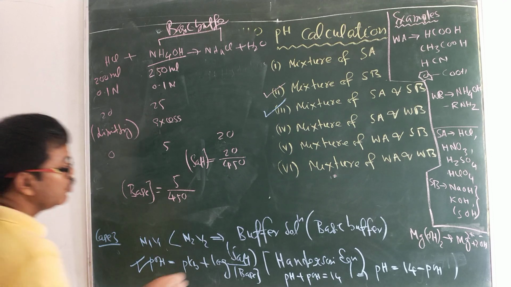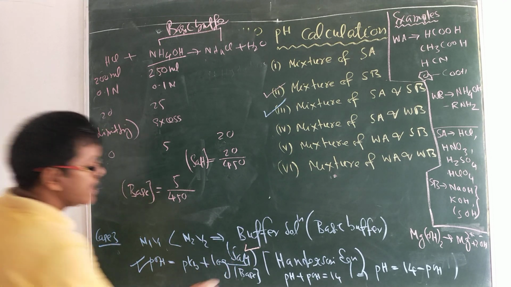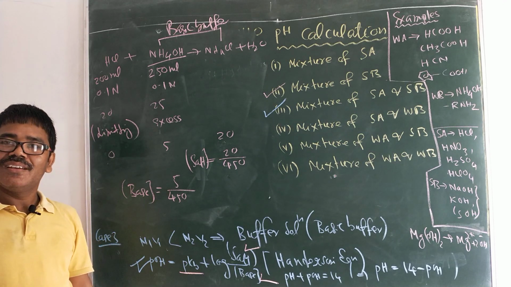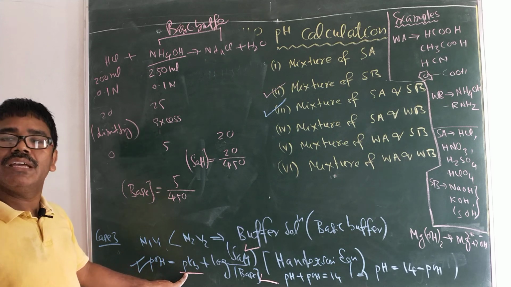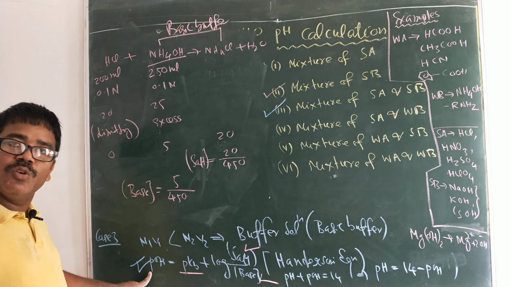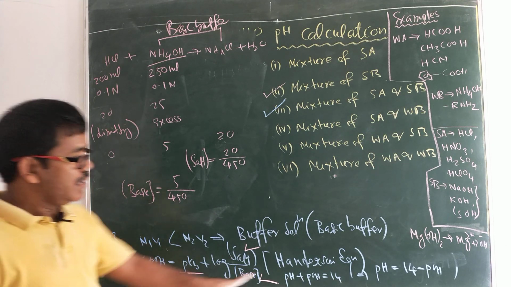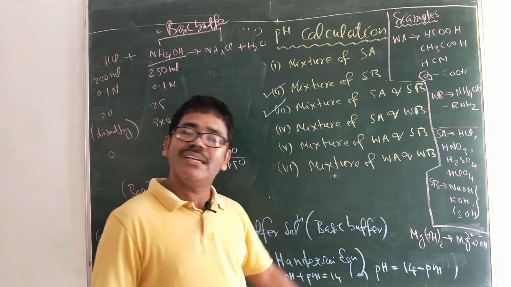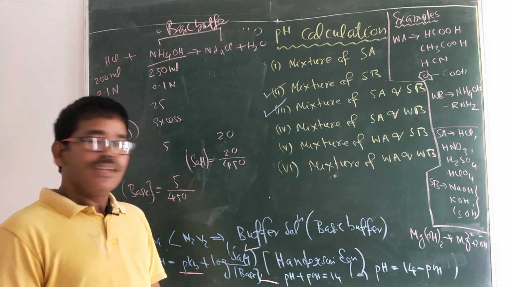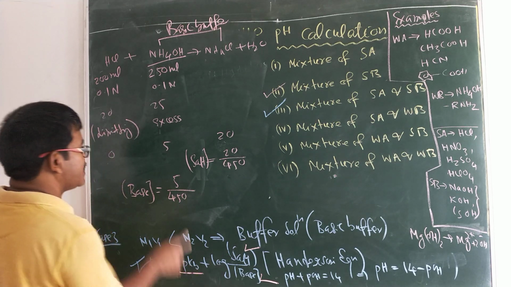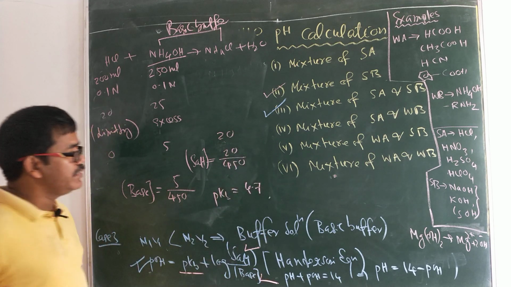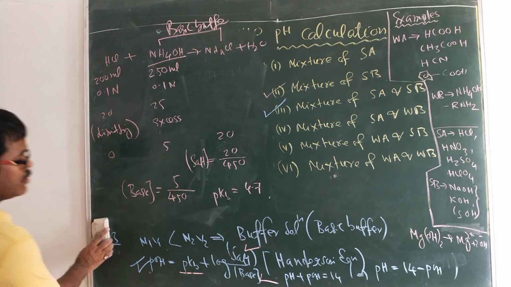Now, salt concentration is known to us. Base concentration is known to us. And this value will be given to us. If this is not given directly, the Kb value will be given. And we know pKb is nothing but the minus log of Kb. Therefore, we can calculate the pOH. Once pOH is calculated, we know pH plus pOH is equal to 14. Therefore, we can calculate the pH: pH equal to 14 minus pOH. Clear? Here in this case, suppose the pKb value is 4.7. Then what will be the pH?